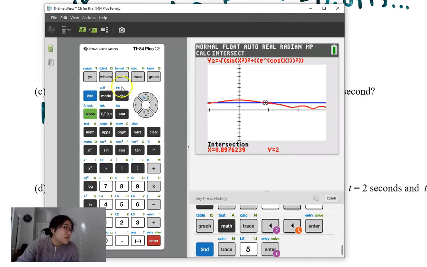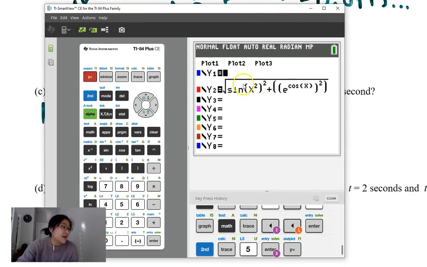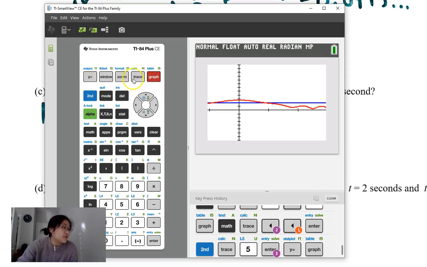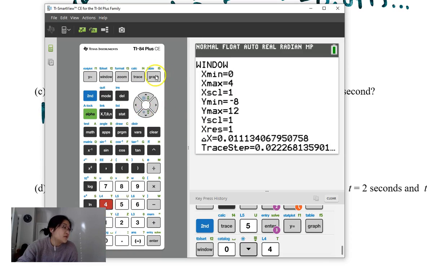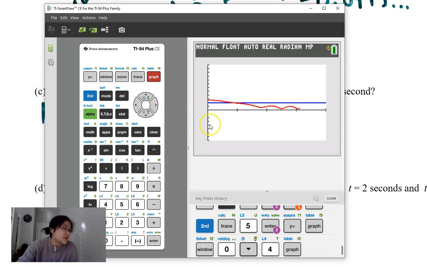So I graphed 2 and the square root of sine of x squared plus e to the cosine of x, quantity squared, and the square root of all that. And so then I looked at a graph, made sure that my window was something reasonable. I wanted from 0 to 4. And so there's the graph.